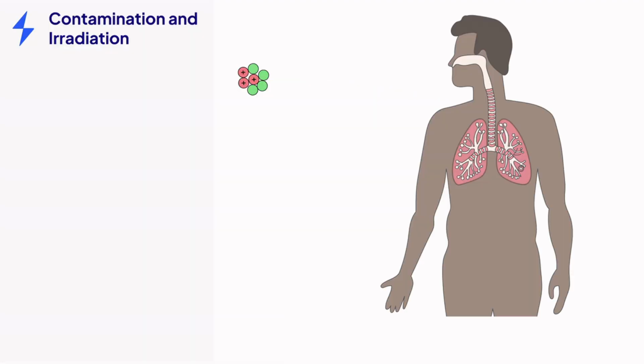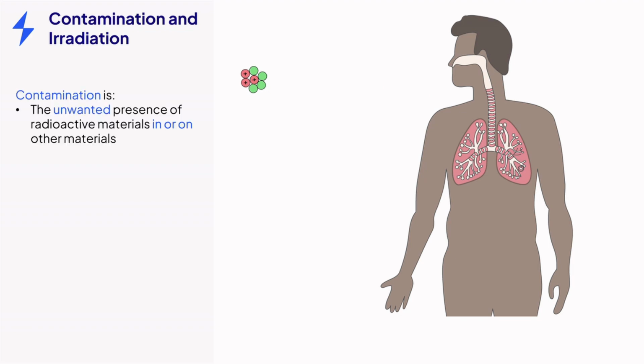This video is all about the dangers of radiation. Radiation can cause harm in two ways. The first is contamination. This is the unwanted presence of radioactive isotopes in or on materials or bodies. This often includes inhaling or ingesting radioactive materials.